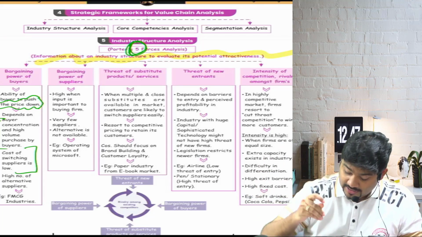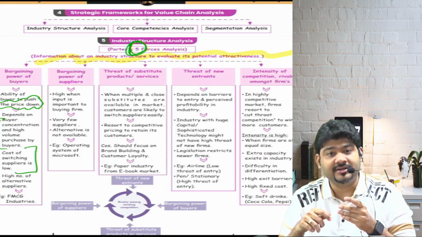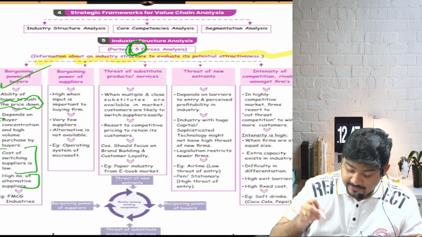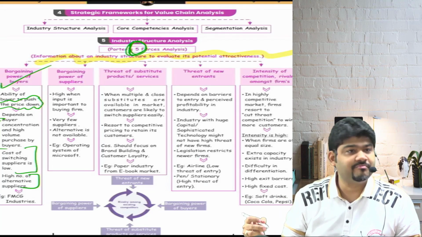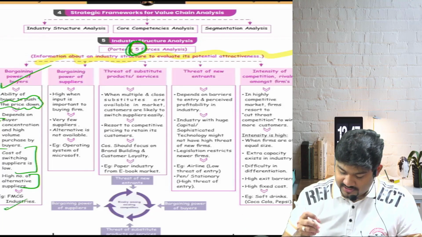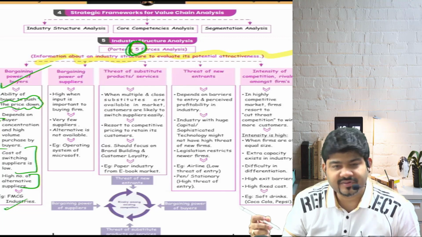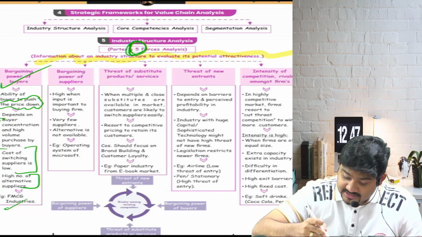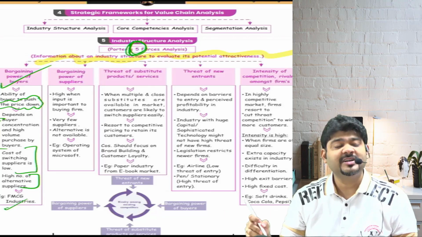Yes. High number of alternative suppliers. So you'll have to see how many suppliers are available. Again, if there are a high number of alternative suppliers, the bargaining power of the buyer will be very, very high. Are we clear? So this can happen in the FMCG, fast moving consumer goods industry. Yes or no? Yes, sir. Done.